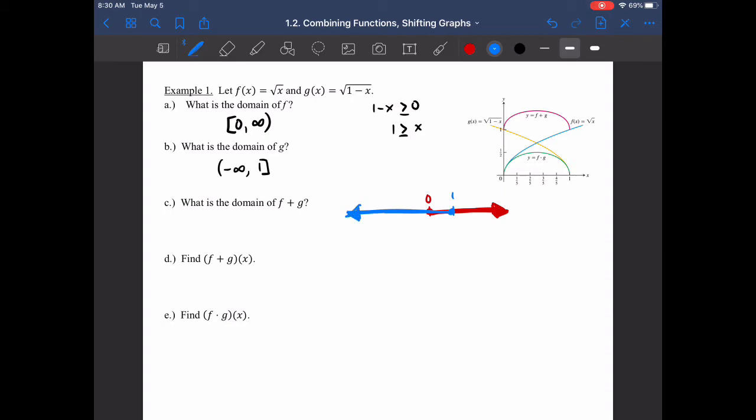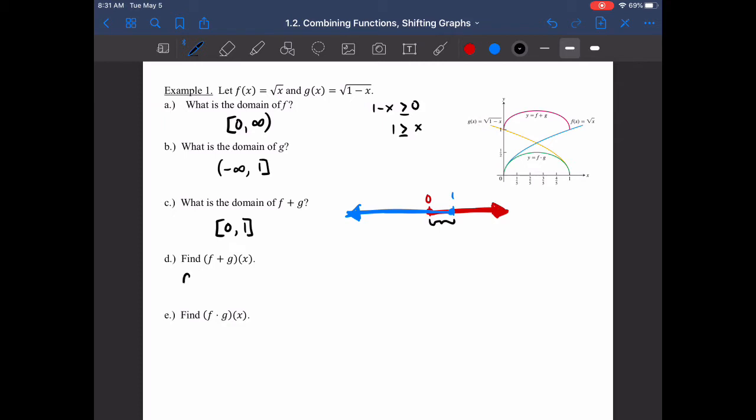And so when we look at those two, what we're interested in is where do they overlap? And that's going to be right in there. And so our overall domain of f plus g, the things that work for both f and for g, is going to be everything between 0, including 0, because 0 works in both of them, on up to 1, and 1 works in both of them as well. So then the question is, what is f plus g of x?